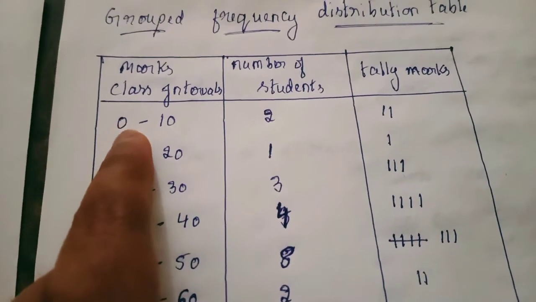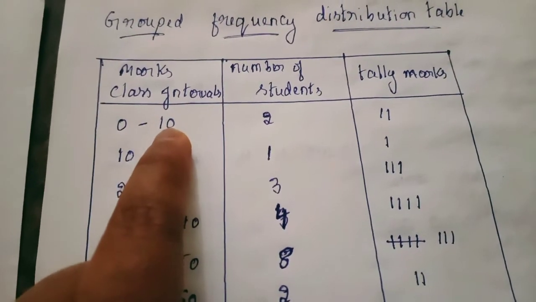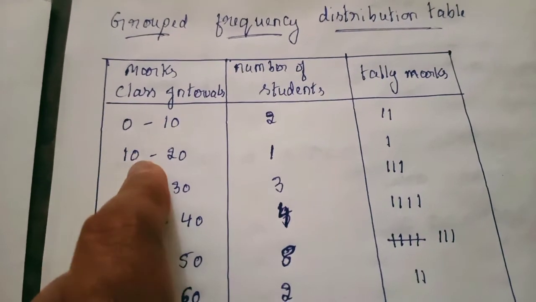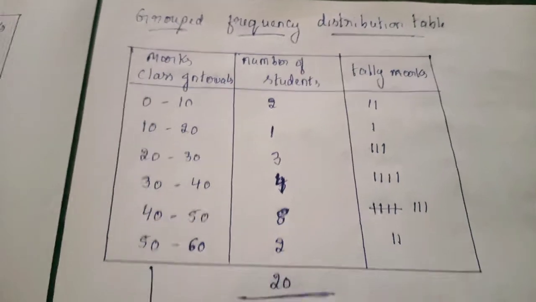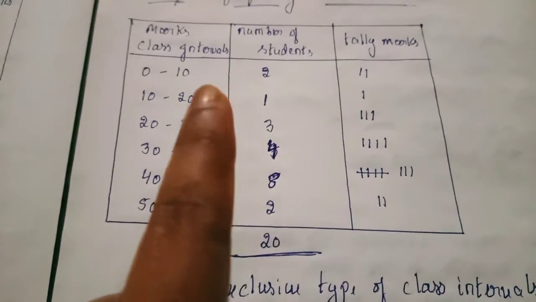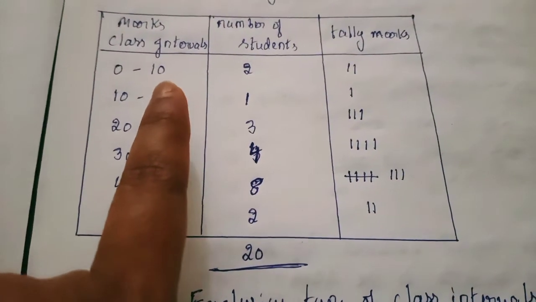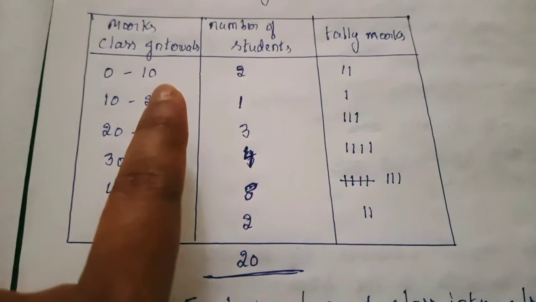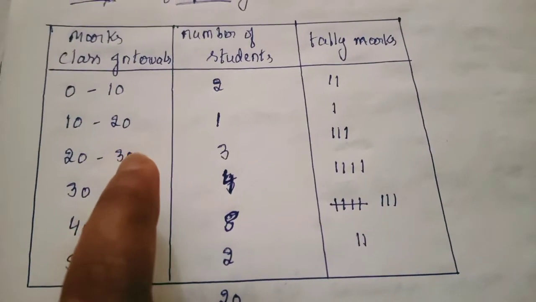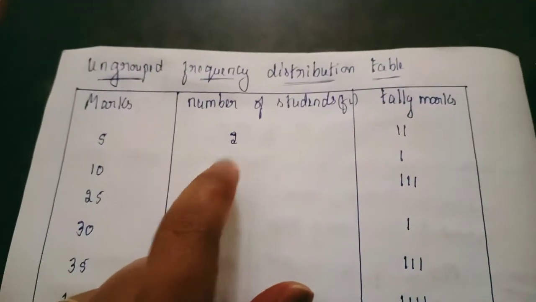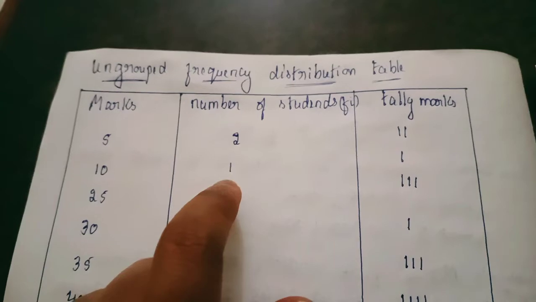Here what I have to take is from 0 to 9. Here from 10 to 19. So in this, why do we call it exclusive? Because the upper limit of each class interval is excluded and it is counted in the next class interval. That's why here I got the class frequency that is 2. I should not count 10 here.